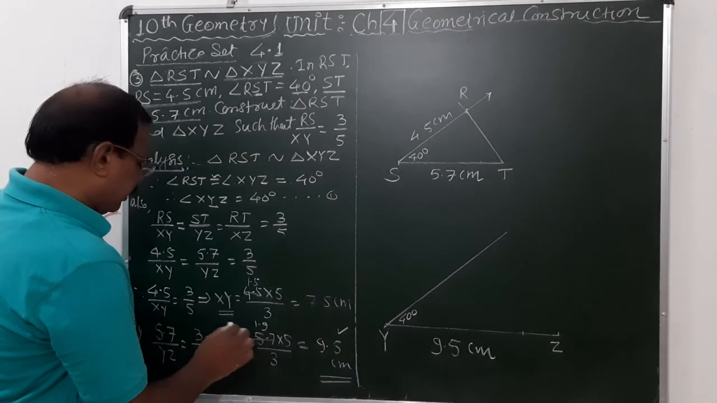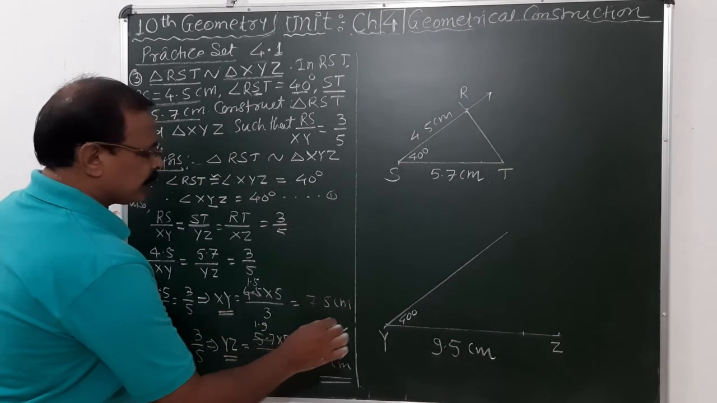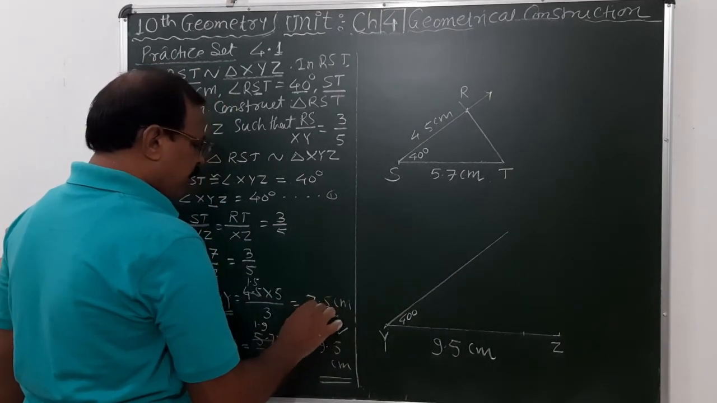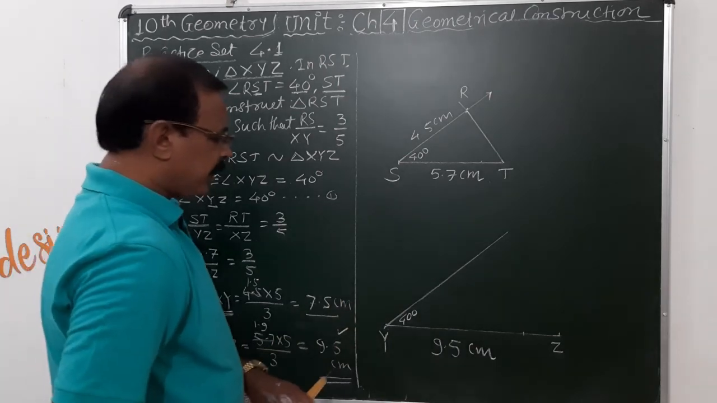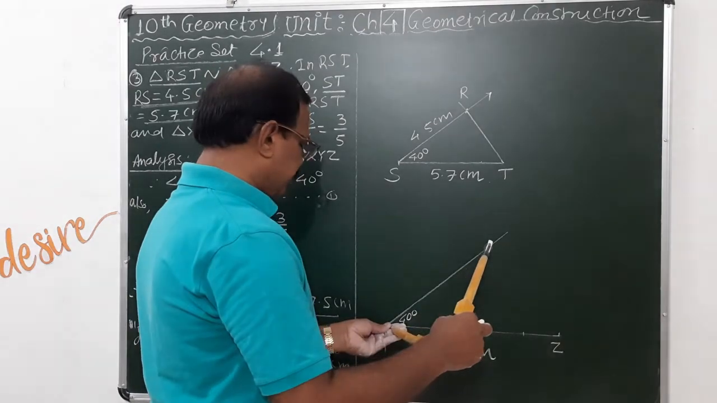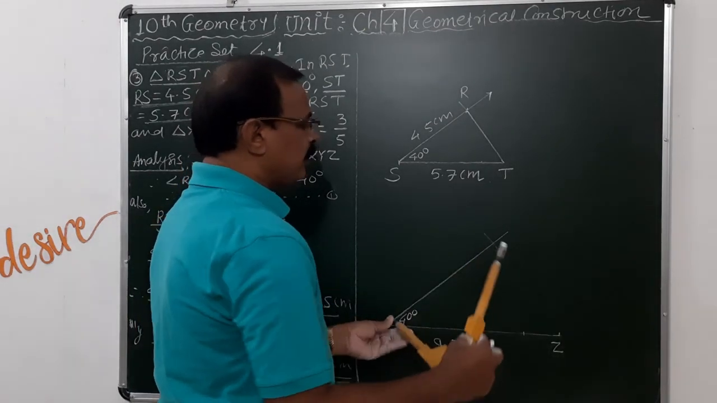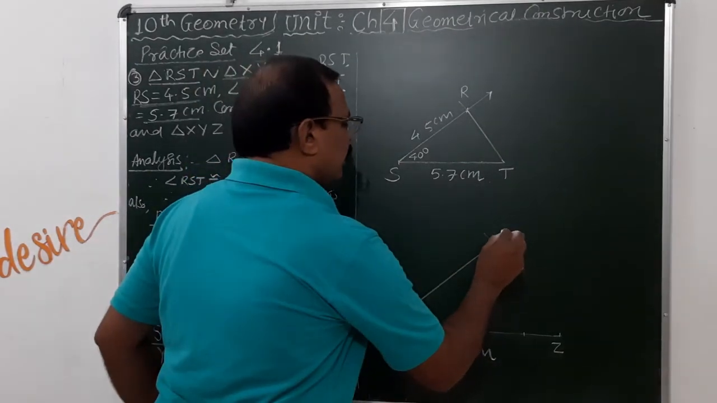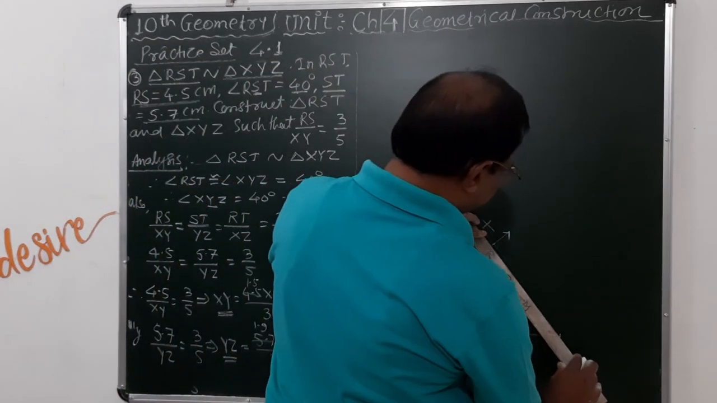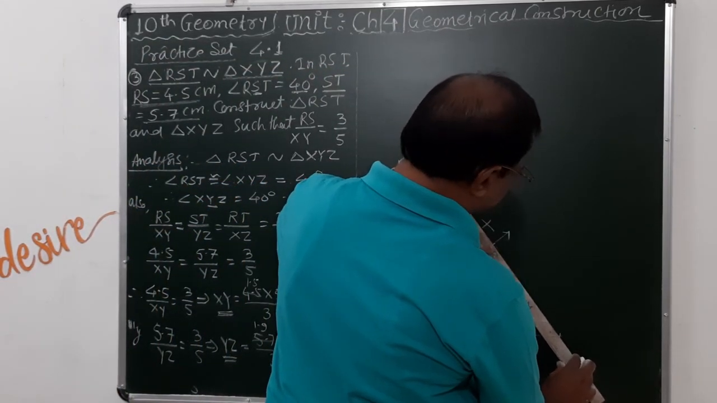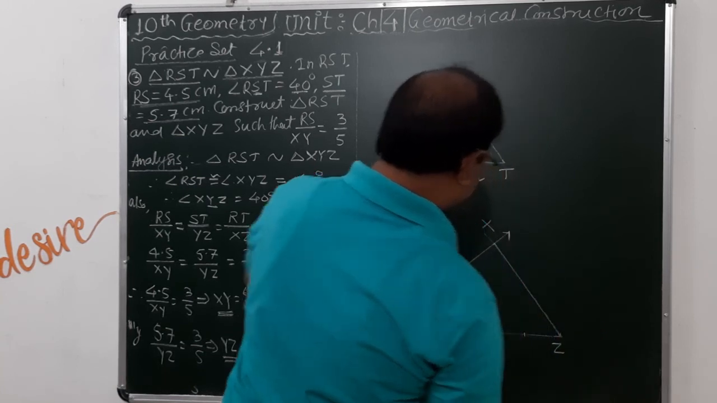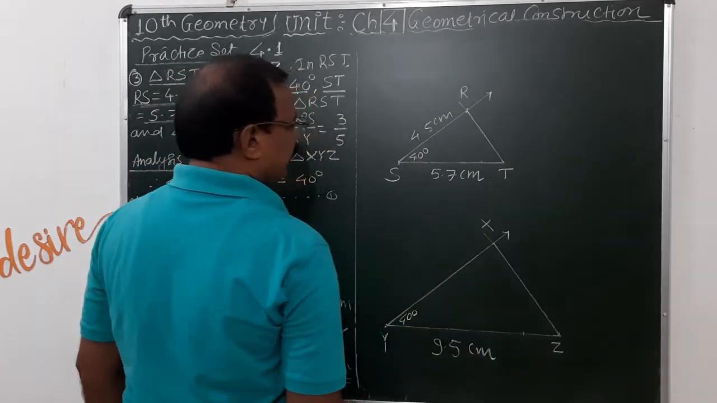Then we have to find out the length XY here. Y is here, we have to find X on this line. So this distance is 7.5 centimeter. I take a distance of 7.5 centimeter in my compass and cut here. This point is nothing but point X. Join X and Z. You will get the required triangle XYZ.